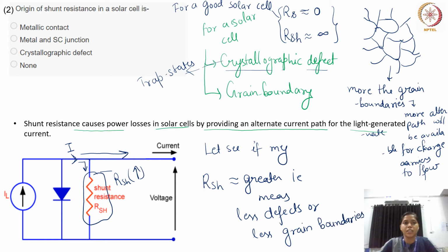So now see, what was the question? The origin of the shunt resistance in a solar cell. So we have seen that in case of the solar cell, there are two types of resistance. One is the series and the other is the shunt resistance. For the series resistance, the metallic contact and the metal-semiconductor junctions are the main factors, and in case of the shunt resistance, the crystallographic defects and the grain boundaries are the main factors. So the correct answer for this question will be option number 3.